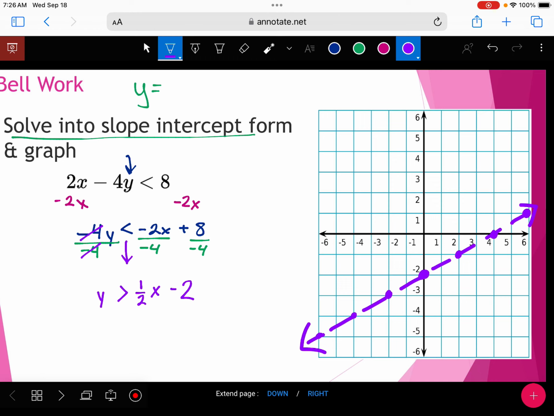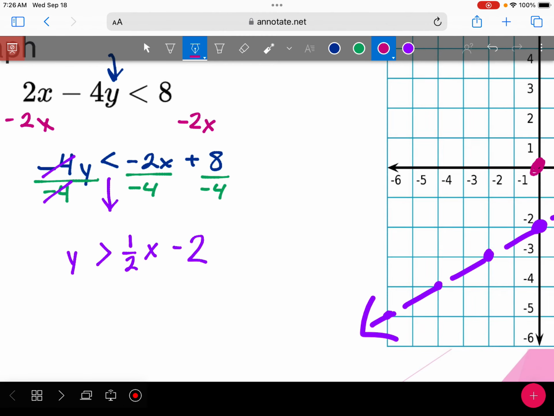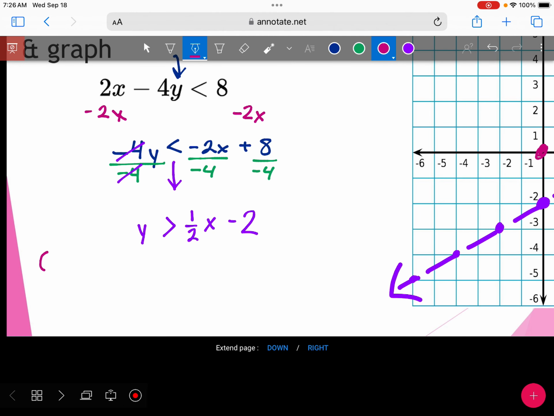All right, so we need to test a point to figure out where we are going to be shading. What point do we want to use as our tester? 0, 0 is an easy one to use, and it's not on my line, so it's a valid test point. So we're going to test the point 0, 0. We're not done. We got to color it.